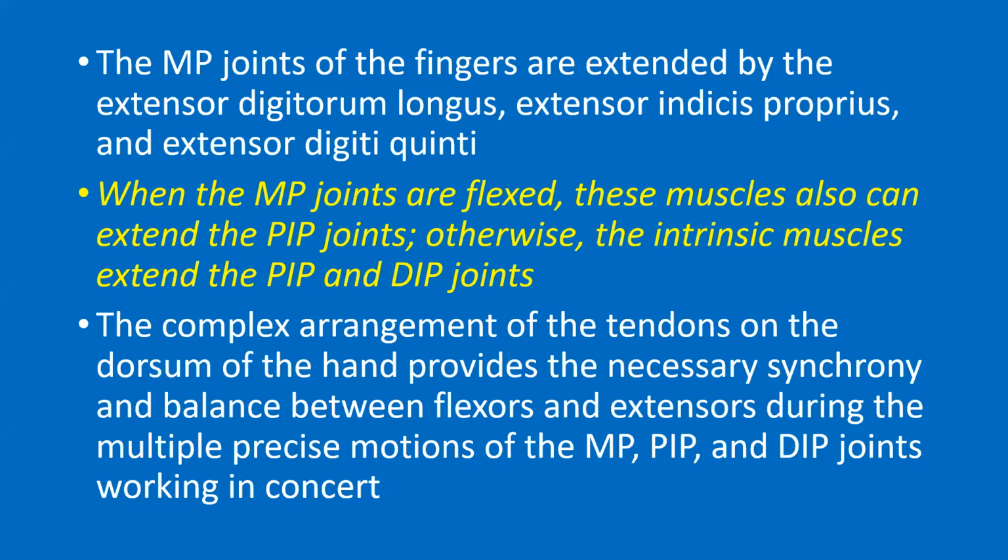The metacarpophalangeal joints of the fingers are extended by the extensor digitorum longus, the extensor indicis proprius, and the extensor digiti minimi. I would like to remind you that these pass through the fourth compartment, the extensor compartment. When the metacarpophalangeal joints are flexed, these muscles also can extend the PIP or proximal interphalangeal joints. Otherwise, the intrinsic muscles extend the proximal interphalangeal and distal interphalangeal joints, as I have mentioned. The PIP and DIP joints, don't forget, they flex the metacarpophalangeal joints.